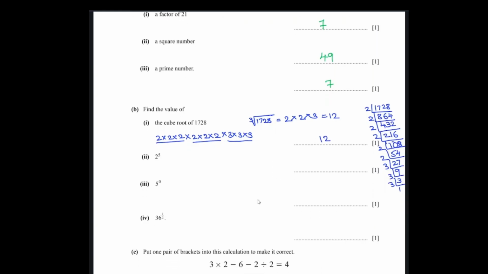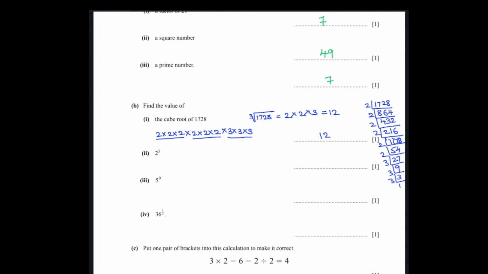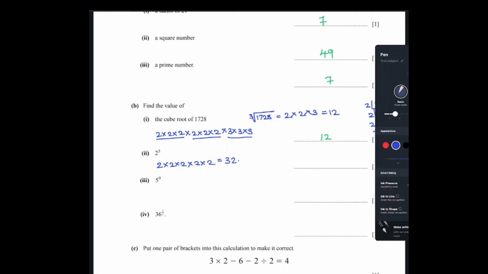Question number 2. Find out 2 raised to 5. This is 12. Now finding out 2 raised to 5: 2 into 2 into 2 into 2 into 2. 2 2s are 4, 4 2s are 8, 8 2s are 16, 16 2s are 32. So 2 raised to 5 is 32.